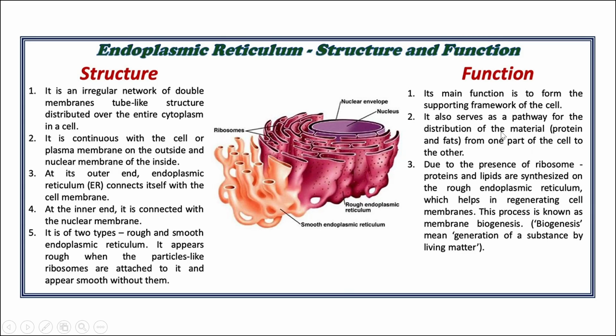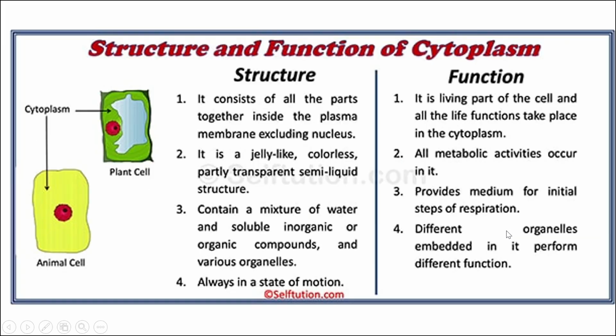Its main function is to form the supporting framework of the cell. It also serves as a pathway for the distribution of material, that is proteins and fat, from one part of the cell to the other. Due to the presence of ribosomes, proteins and lipids are synthesized on the rough endoplasmic reticulum, which helps in regenerating the cell membrane. This process is known as membrane biogenesis. So the endoplasmic reticulum helps in the transport of fat and protein.